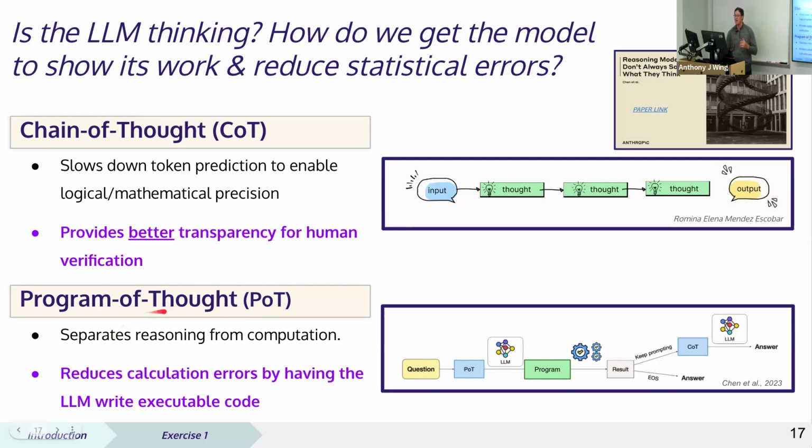We have program of thought, and what this does is it actually separates reasoning from computation, and that's going to reduce a lot of the calculation errors. And there was a paper by Chen et al., and it's a couple of years old already, but it still holds up for the most part, depending on your goal.